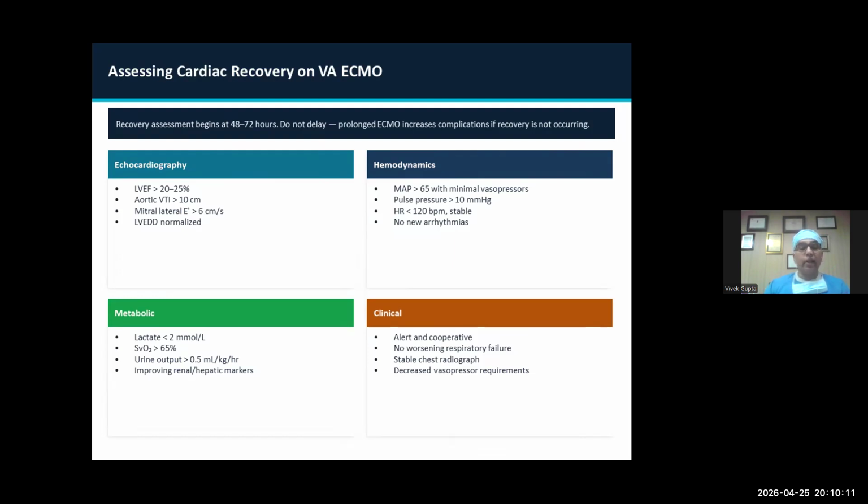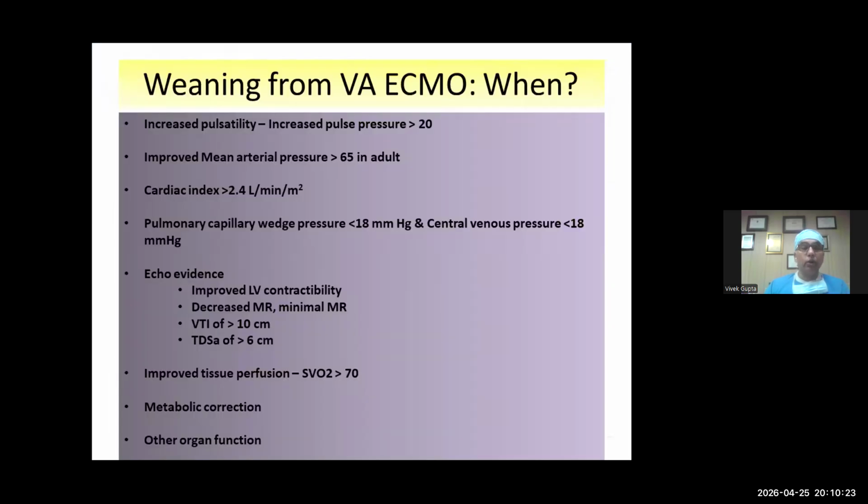Metabolic correction is there, lactate has gone down, metabolic acidosis is corrected, urine output is good if the patient is not on CRRT, and other markers, renal and hepatic markers, are improving, and clinically the patient neurologically and other parameters are looking good. So we start weaning these patients. When the patient meets these criteria, we start weaning our patient from that.